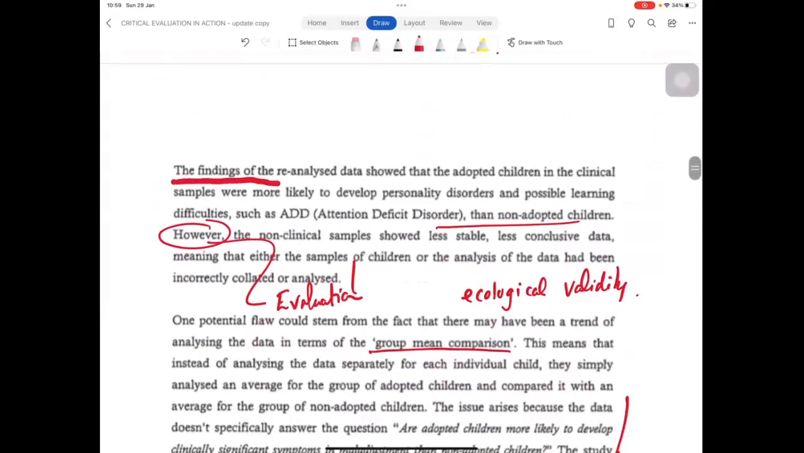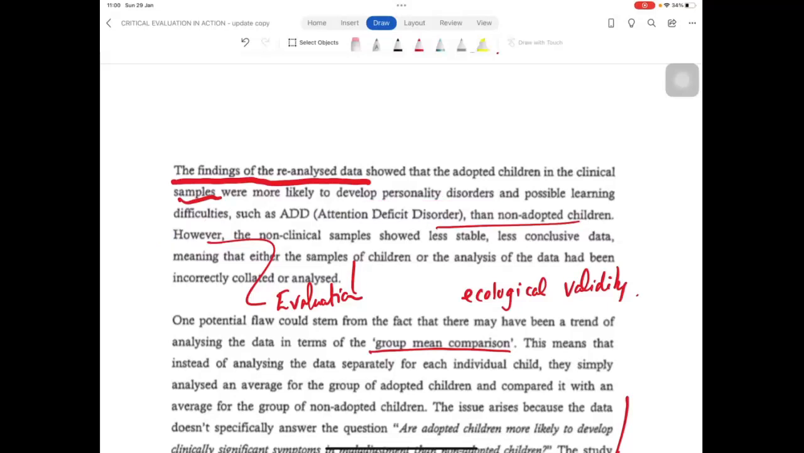The findings of the reanalyzed data showed that the adopted children in the clinical samples were more likely to develop personality disorders. So it sounds like the data is on the side of the argument that children who are adopted are going to develop more personality disorders, such as ADD, as he says.